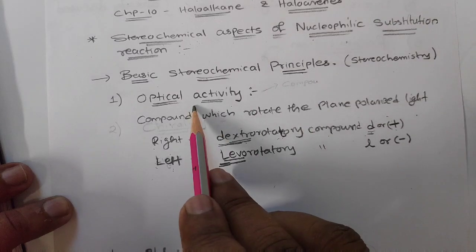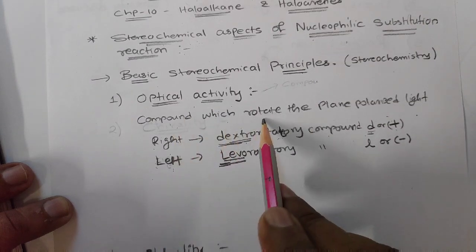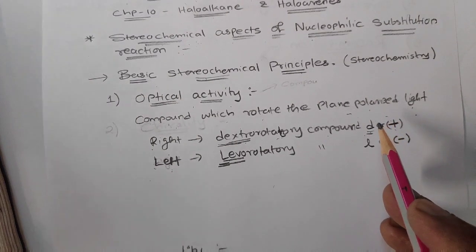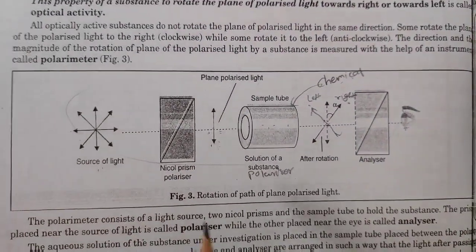Understood? So which are the optically active compounds? The compounds which rotate the plane polarized light. How is plane polarized light made? It is made like this.